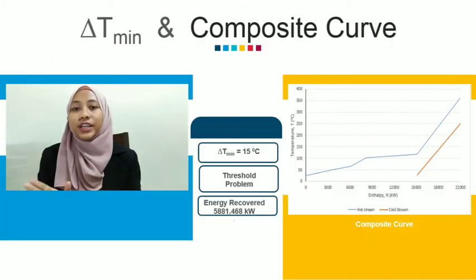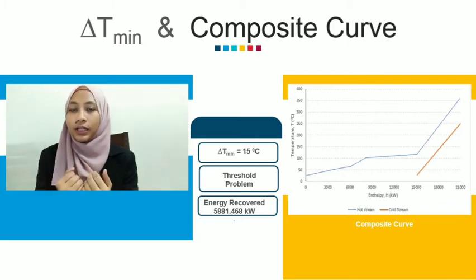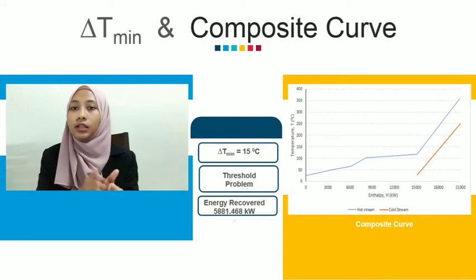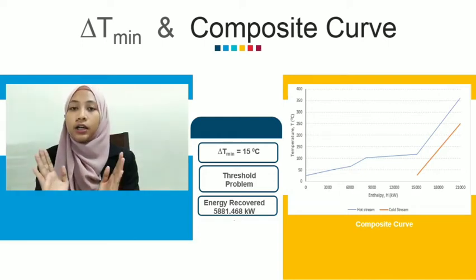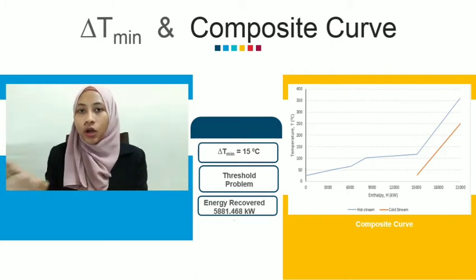In the pinch analysis, the first step we have to do is to know the value of the minimum temperature difference between the hot and the cool stream for the heat recovery. We determine that for our plant, we are using 15 degrees Celsius, which is within the range of 10 until 20 degrees Celsius for petrochemical plants. And then we take a look at the composite curve here.